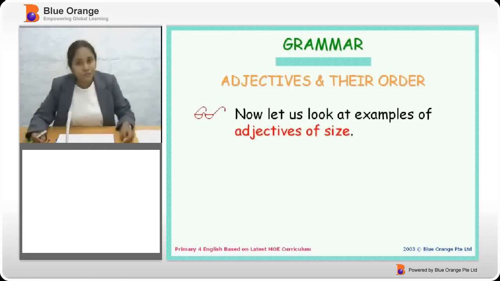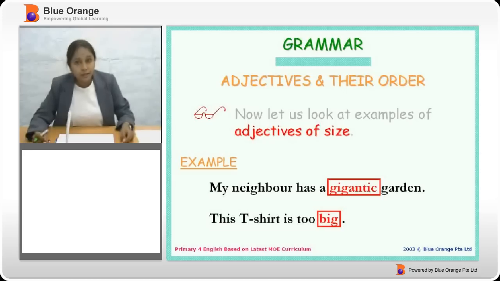How about adjectives of size? My neighbor has a gigantic garden. This t-shirt is too big. Now here we know that the garden that we were describing as beautiful earlier is also very large. That means we are talking about the size of the garden. This t-shirt is too big basically tells you that the size of the t-shirt is quite large.